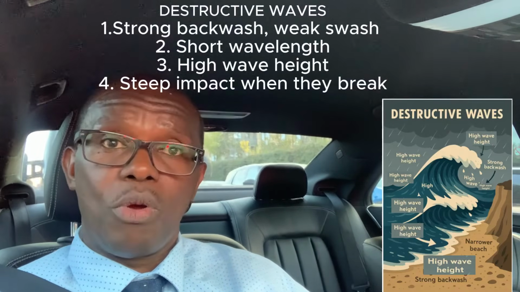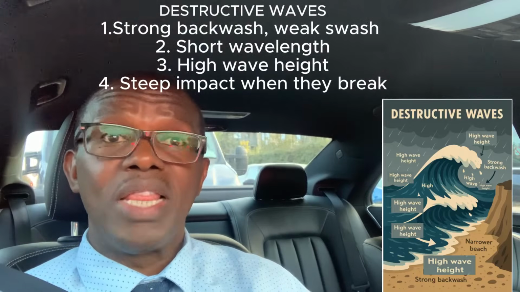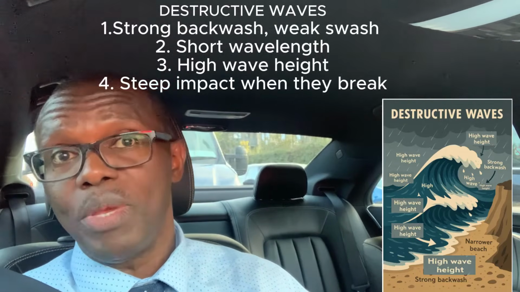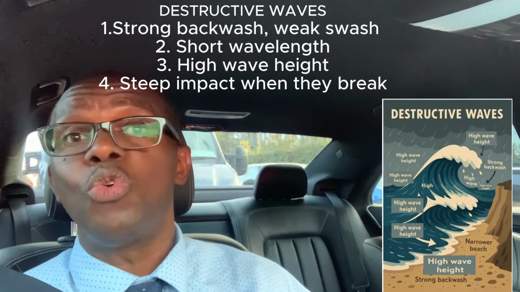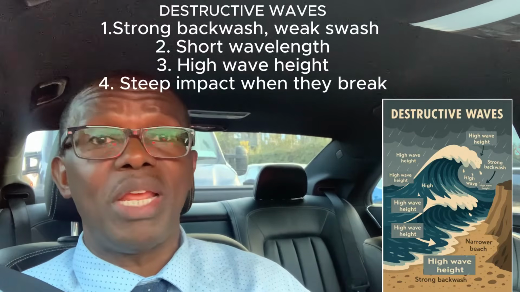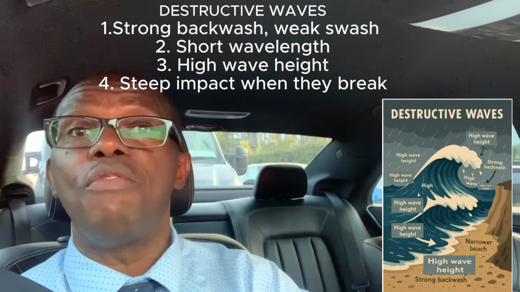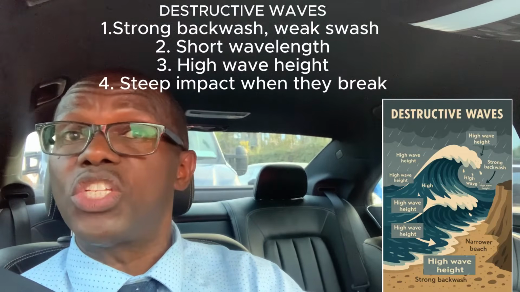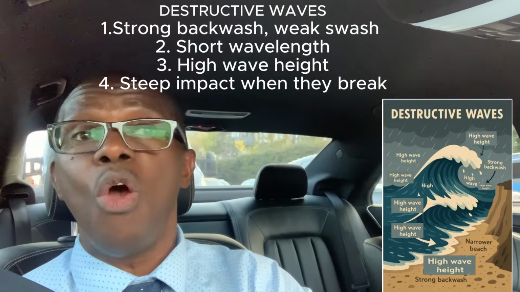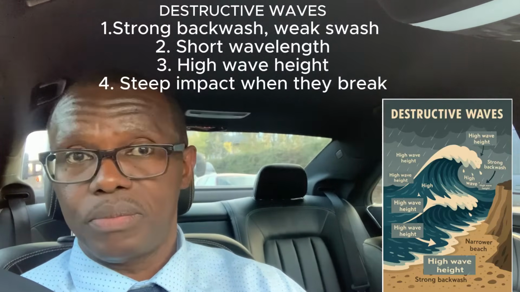Now, why is that a problem? That is a problem because the beach is the first line of defense. The beach will actually protect the coastline from erosion because as the waves come in, the power of those waves is going to be absorbed partially by that beach. So if the beach is depleted, then the rates of erosion are likely to go up. So destructive waves are not good. And they happen mostly in the winter when we have the strongest winds.